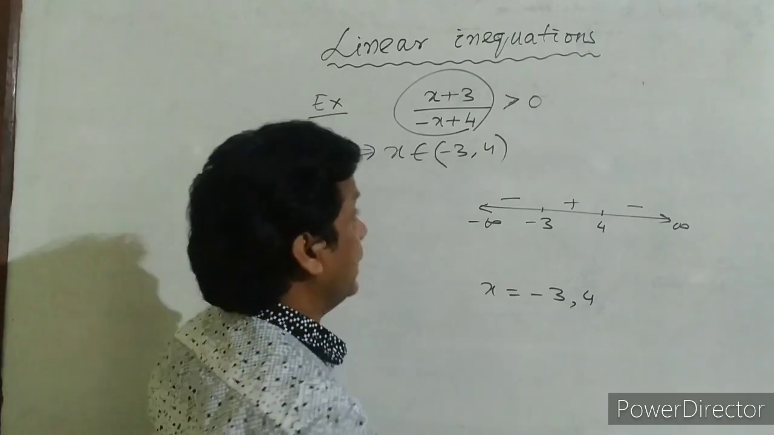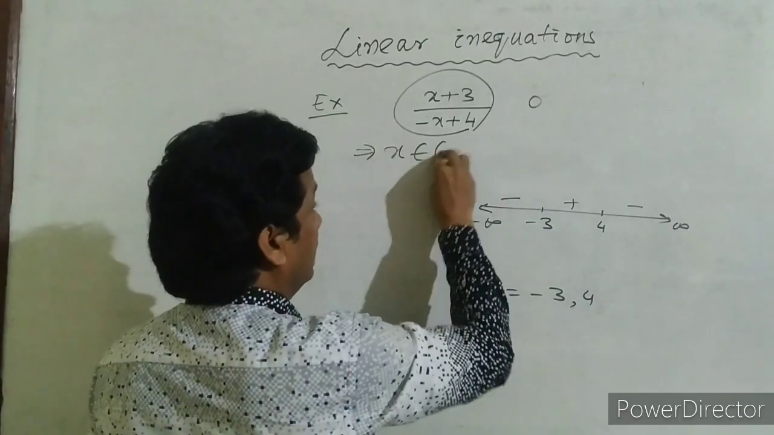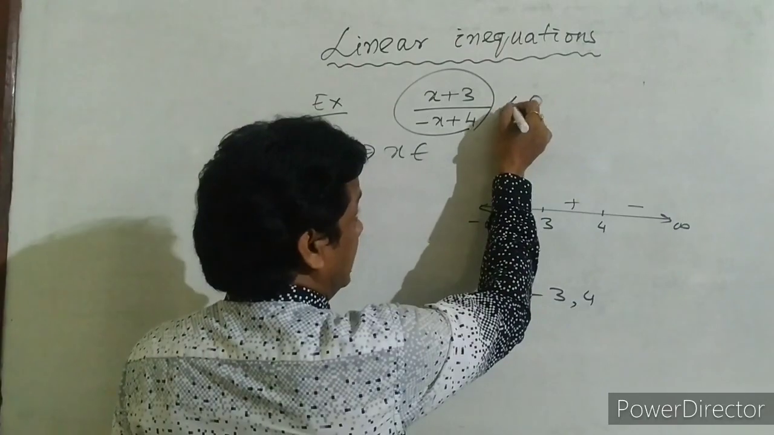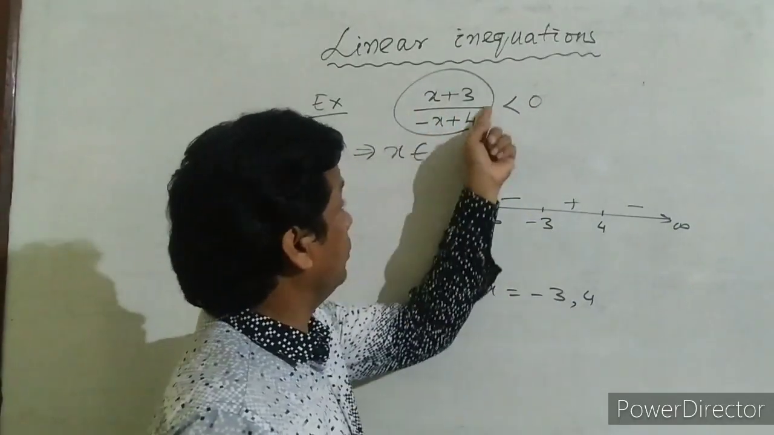Okay. Another question I am going to tell you. Simply I will change this one. So what will be the answer? You can tell this one. It is less than 0. If I take less than 0, that will be negative. Under what condition will this quantity be negative?